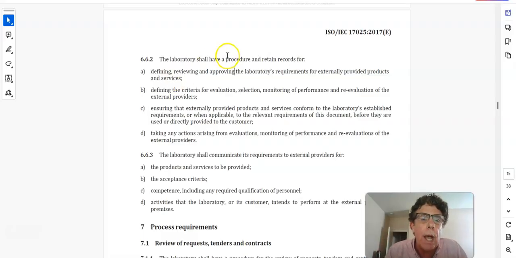The laboratory shall have a procedure and retain records for ensuring that externally provided products and services conform to the laboratory's established requirements or, when applicable, to the relevant requirements of this document, meaning ISO 17025, before they are used or directly provided to the customer.